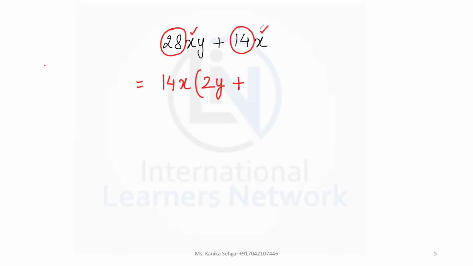Now, please notice this entire 14x we have taken outside the bracket. So we are not left with any term here. Please note, we are going to write here 1. We are not going to write 0. Because 14x can be multiplied with 1 so that we get 14x.